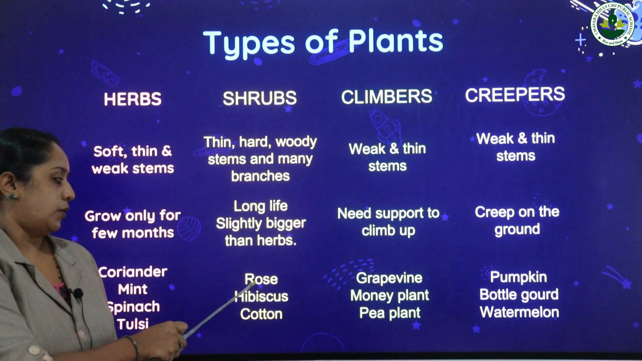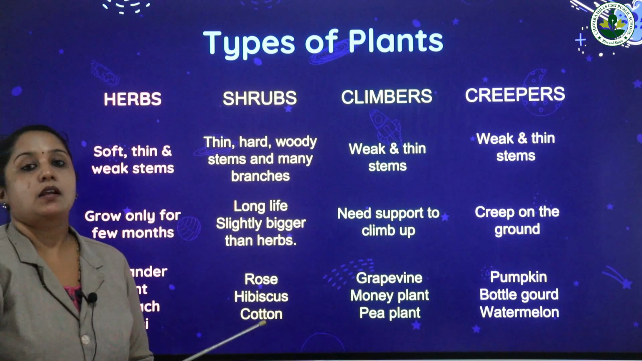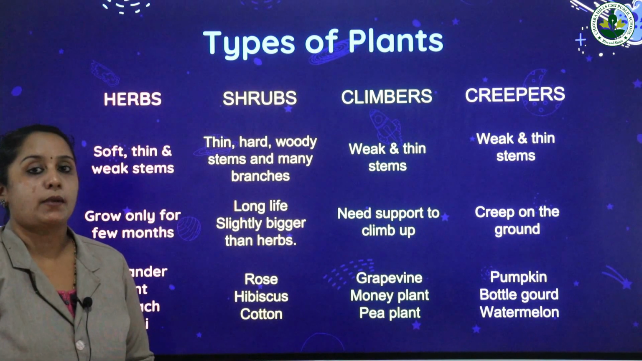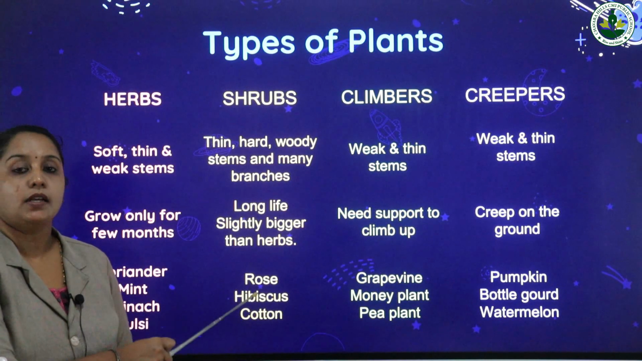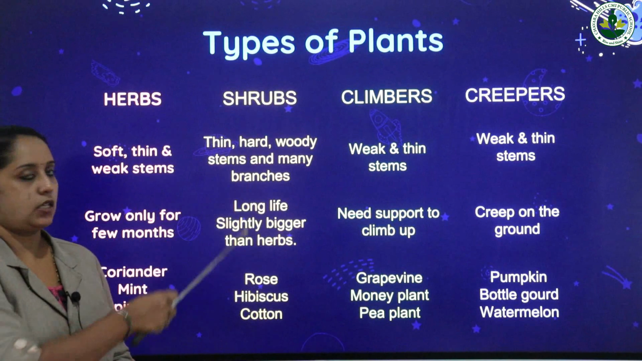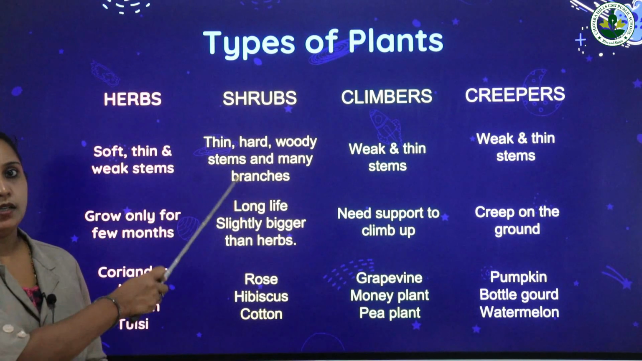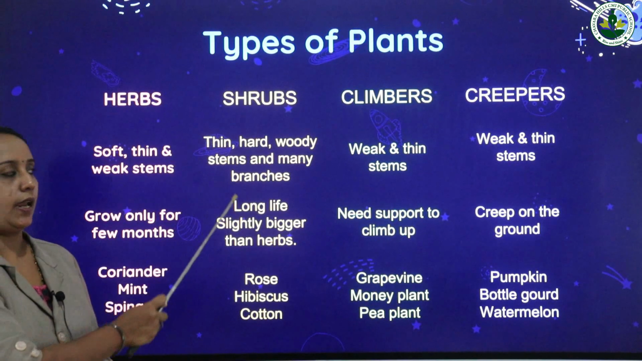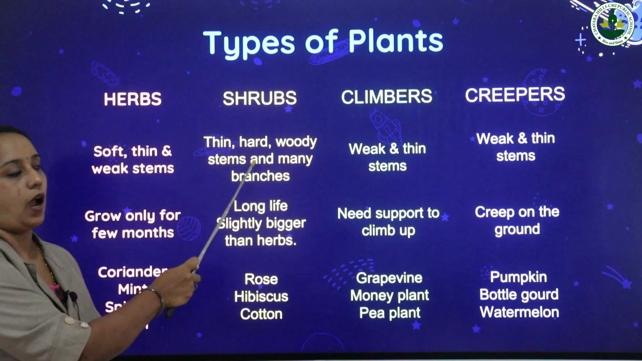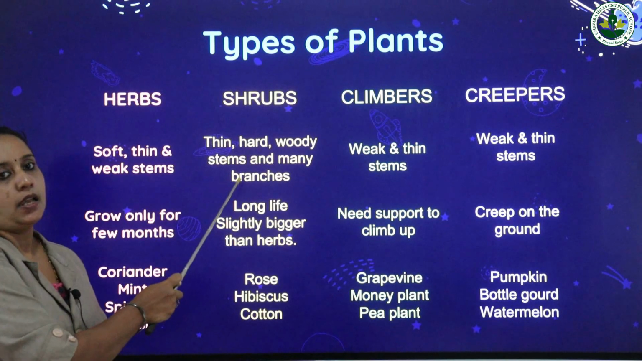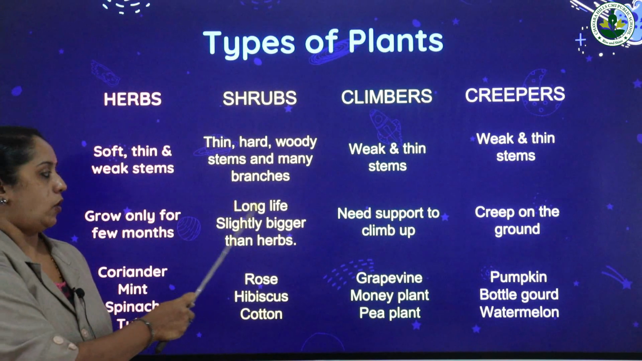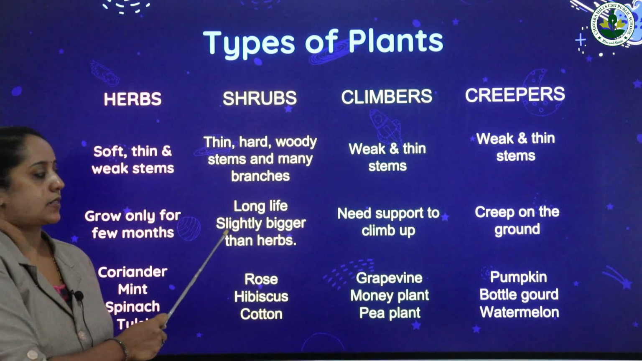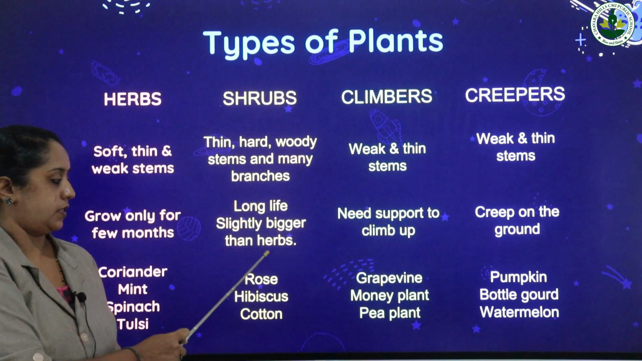Now rose and hibiscus are known as decorative plants or ornamental plants. They are also coming under the examples of shrubs. So let us recall the points with respect to shrubs once again. They have thin, hard, woody stems, and they have a number of branches. They have long life, and they are slightly bigger than herbs.